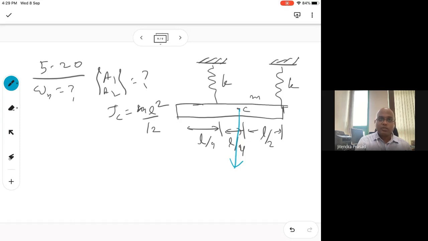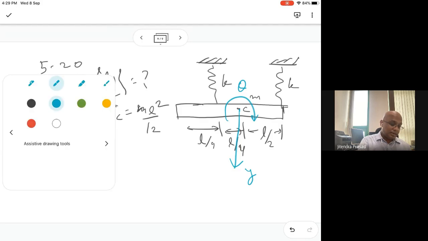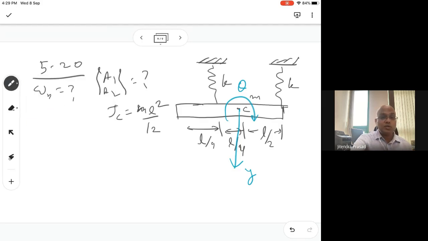Okay, choose coordinates x for the displacement of C and theta clockwise for the rotation of the uniform bar. So let's call it y, and then clockwise theta. So this is equal to theta. These are the two coordinates, displacements basically. Now the next thing will be to actually find out the equation.